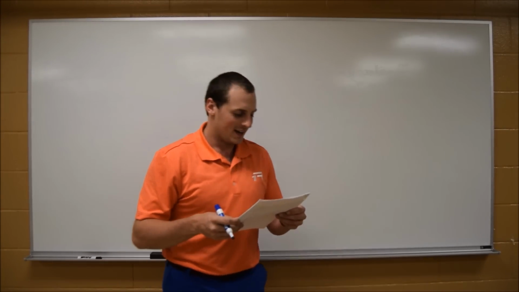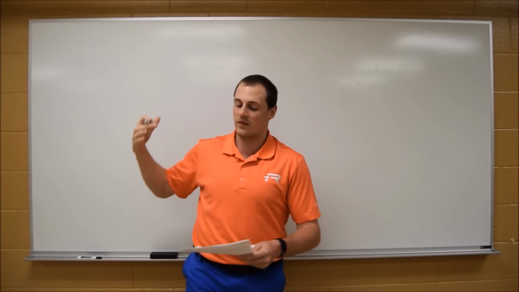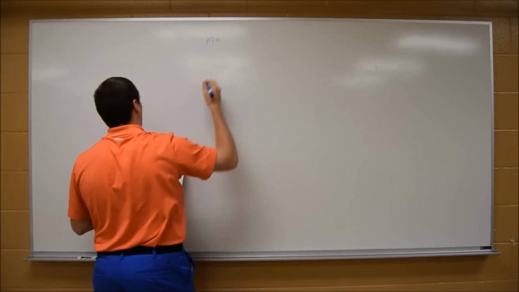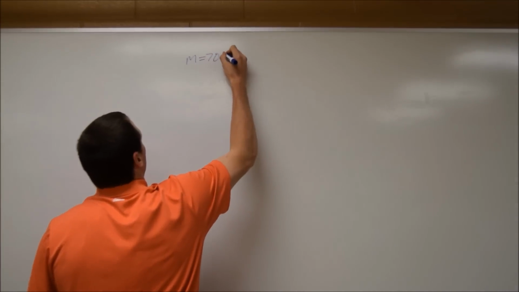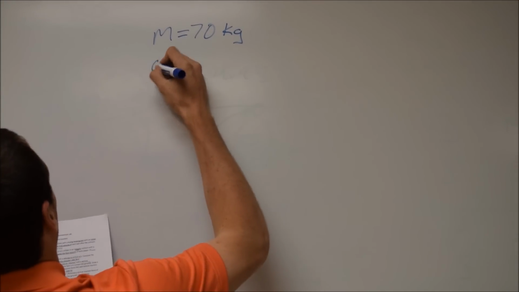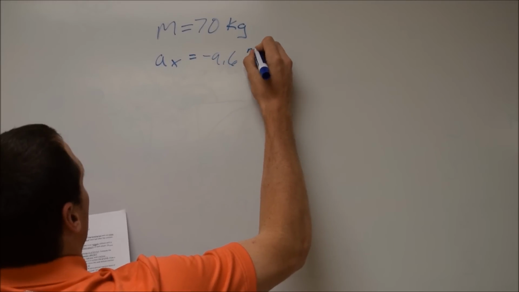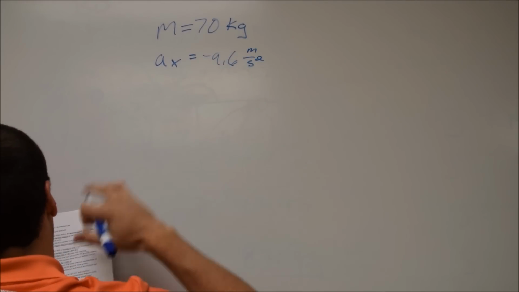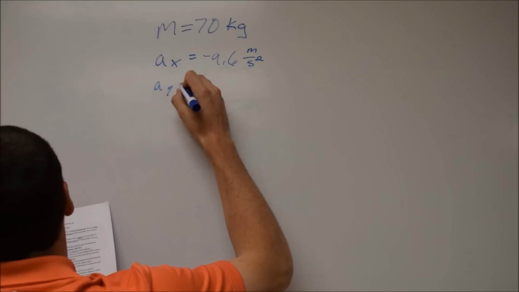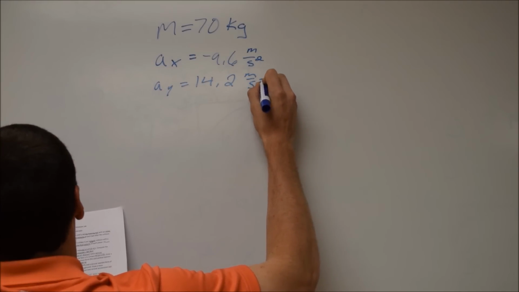All right, so number 4 is one of the problems like those ones I told you guys how to set up earlier. Again, we're going to go ahead and write down all the information that we have. First we're given mass, which is 70 kilograms. Then we have a horizontal acceleration of negative 9.6 meters per second squared, and a vertical acceleration, so AY, of 14.2 meters per second squared.